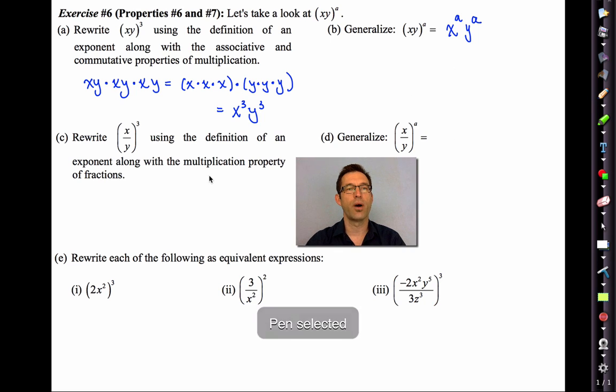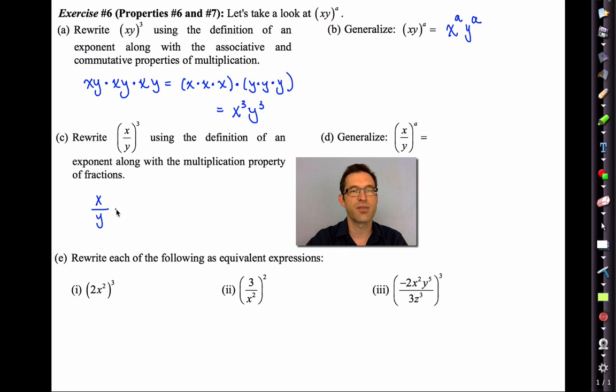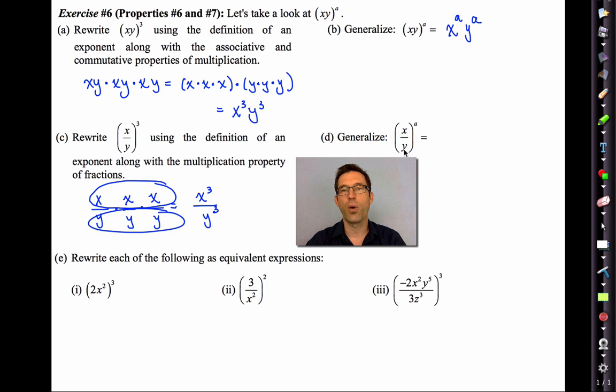All right. Likewise, with a quotient, x divided by y cubed, using the definition of an exponent along with the multiplication property of fractions, well, this one's even easier to see. X divided by y cubed would be x divided by y times x divided by y times x divided by y. But then multiplying fractions tells us we have to multiply all the numerators together, which is x cubed, times all the denominators together, which is y cubed. And therefore, x divided by y to the a is x to the a divided by y to the a.